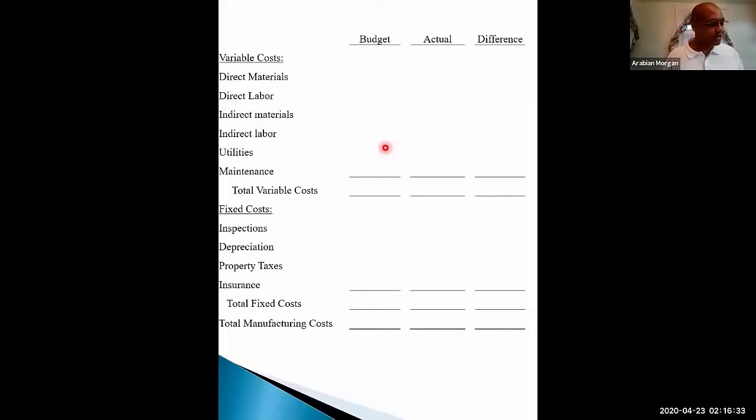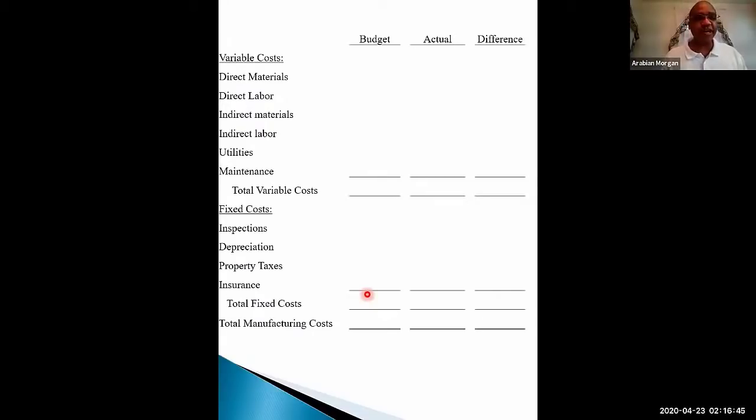Where are you going to find the budget numbers for this particular flexible budget report? Where are you going to find that? On the 2,700. All right, you're going to look at page 404 under the flexible budget column for 2,700 units. That's where you're going to find these budgeted dollar amounts.